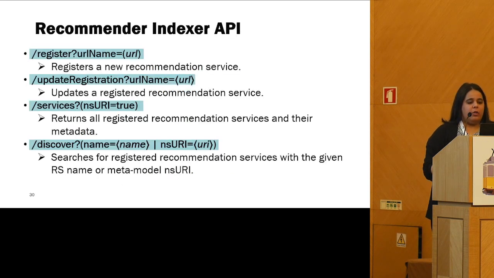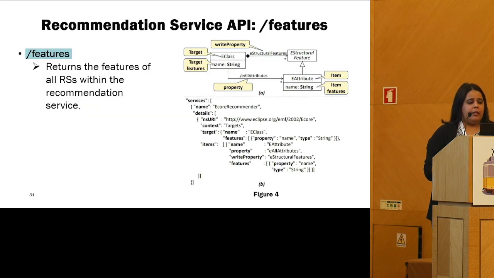So just for a quick view of how these endpoints work, it's very simple. The recommendation indexer basically has two endpoints, to register and to update this registration. And the services discovery is the one that allows IronMan to access all these recommenders already indexed, in order to connect them to the Eclipse. And the recommendation service API is the one the recommenders have to comply with.